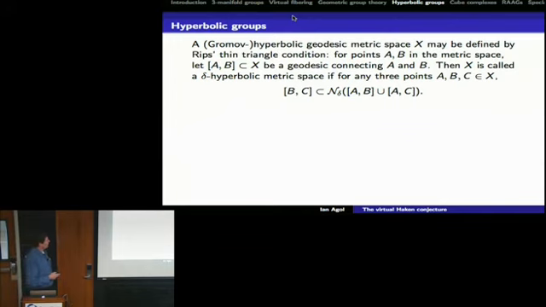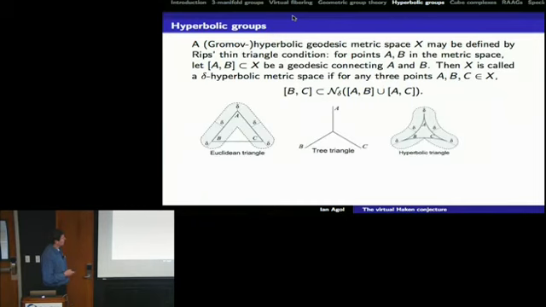For any points A and B in the metric space, we'll let [A,B] denote a geodesic, or if you like every geodesic, it doesn't really matter, connecting A and B. Then X is called a delta hyperbolic metric space if for any three points A, B, and C, the geodesic between B and C is contained in the delta neighborhood of the geodesic connecting A and B and the geodesic connecting A and C. Here's an example of a non-delta hyperbolic metric space: the Euclidean plane. If I take a triangle, for any delta I can take a large triangle so that the delta neighborhood of two sides will not contain the third side. So this will not be delta hyperbolic for any delta.